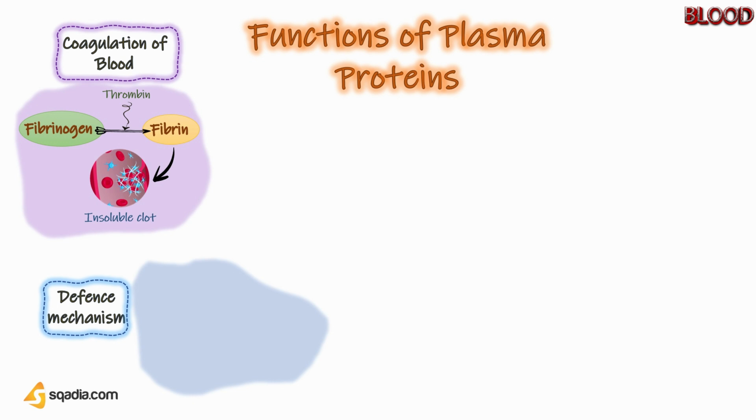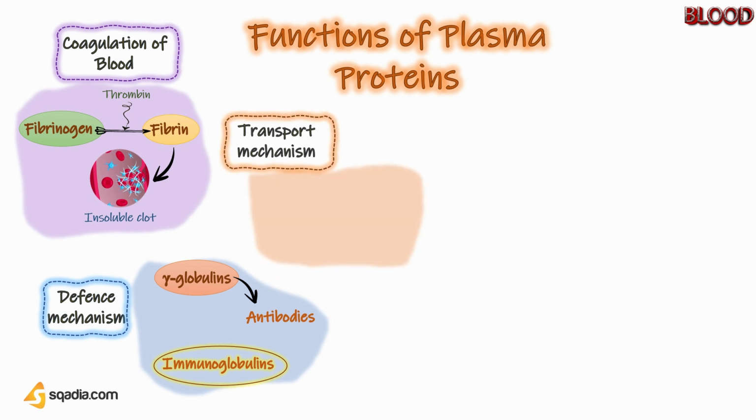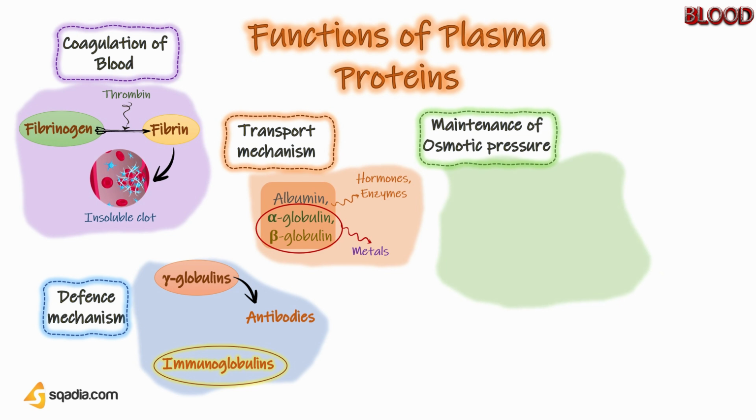Role in defense mechanism of body. Gamma globulins, that are important plasma proteins, play an important role in the defense mechanism of the body by acting as antibodies, immune substances. These proteins are also called immunoglobulins. Role in transport mechanism. Plasma proteins are essential for the transport of various substances in the blood. Albumin, alpha globulin, and beta globulin are responsible for the transport of hormones, enzymes, etc. The alpha and beta globulins play an important role in the transport of metals in the blood as well.